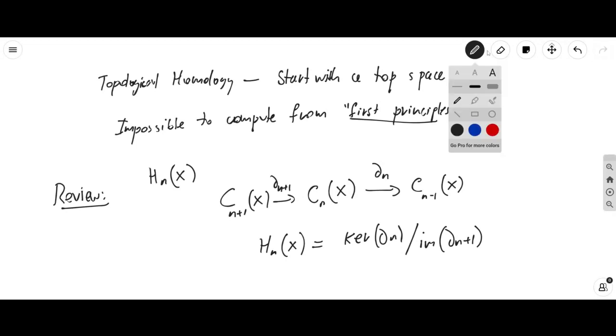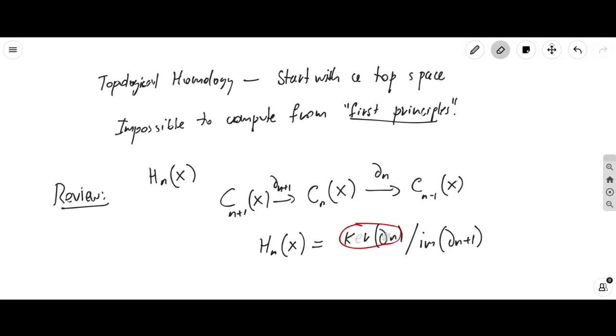This over here is what we call the cycles, the ones that have no boundary. And we would say that a cycle is homologically trivial if it can be increased in dimension. So you can find something of one dimension higher whose boundary will give you that cycle. In other words, the inside of the cycle can be filled in.